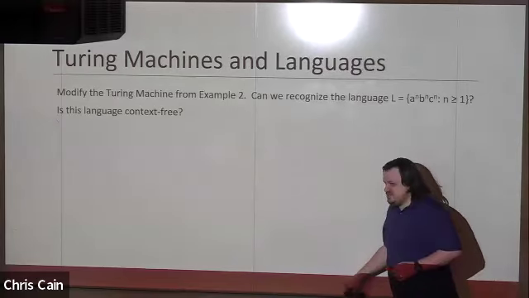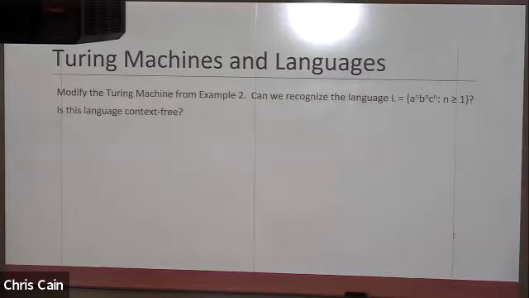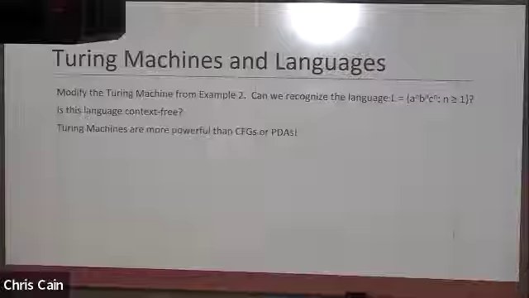And the conclusion that I will leave you to as we leave is that it turns out that Turing machines are more powerful than context-free grammars. They're more powerful than any kind of pushdown automaton, non-deterministic or deterministic. It can recognize all of those languages, and it can recognize more languages that context-free could not. So we will come back and explore this in more detail.